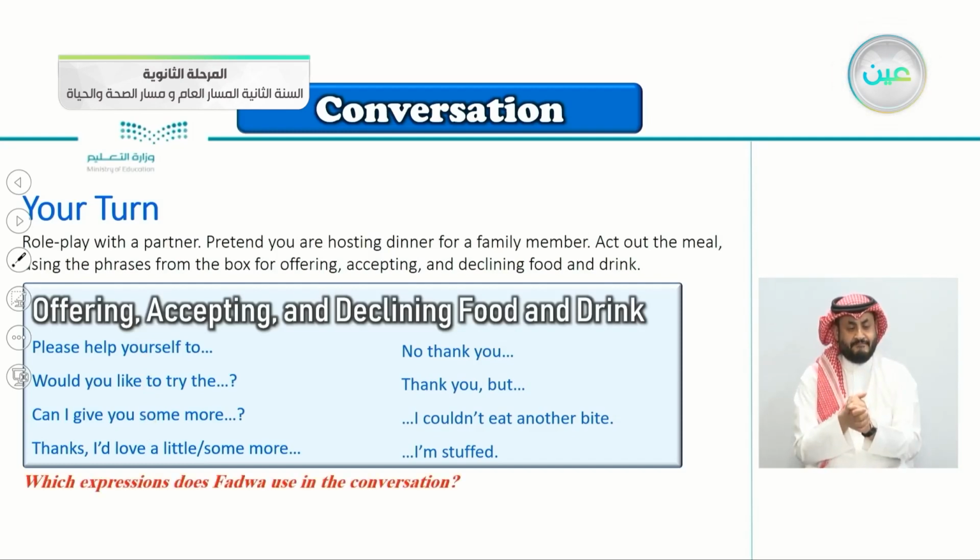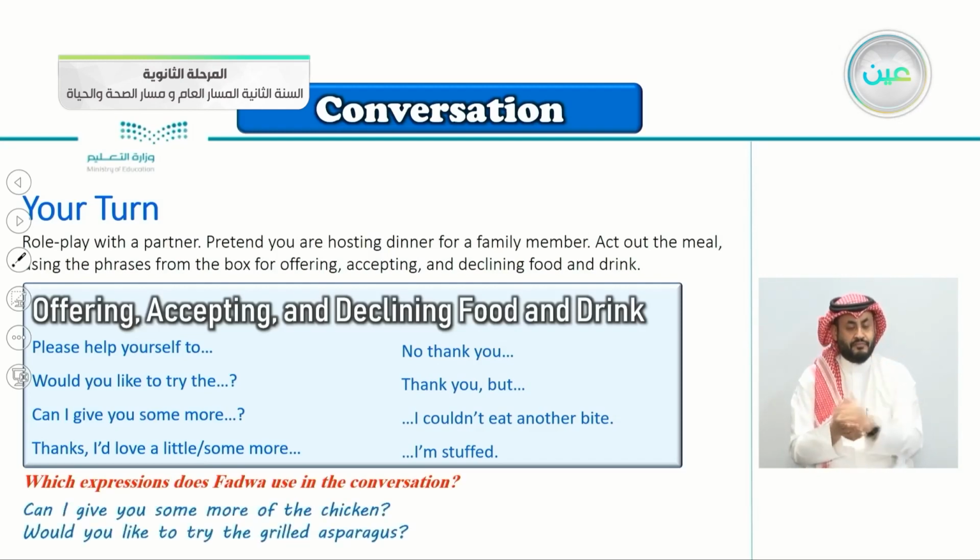Which expressions does Fadwa use in the conversation? Of course, she used, can I give you some more of the chicken? Would you like to try the grilled asparagus? So she said, would you like to try the chicken? And also, can I give you some more of the chicken?